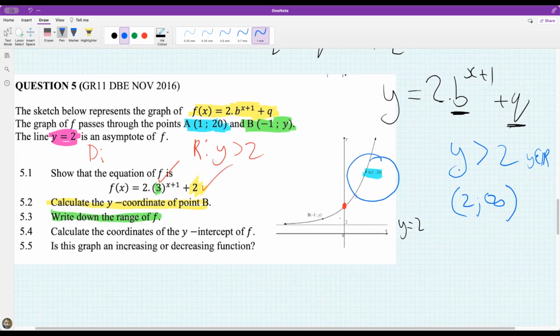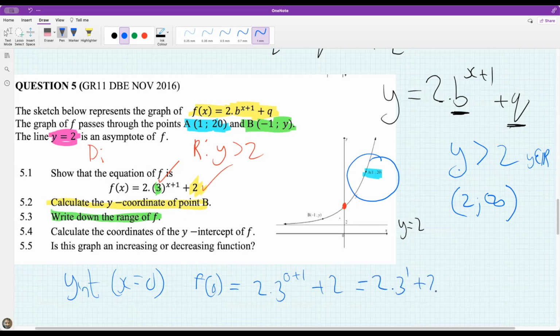Okay, to find the y-intercept, you need to make x equal to 0. So to find the y-intercept, you make x equal to 0. Now, what is f of 0? Okay, so now we have 2 times 3 to the 1 plus 2, which is 6 plus 2, which is 8. Indeed, that is 8.